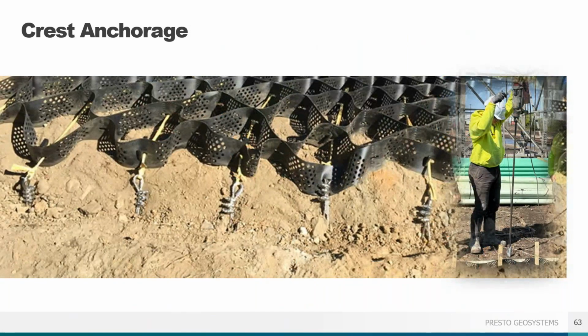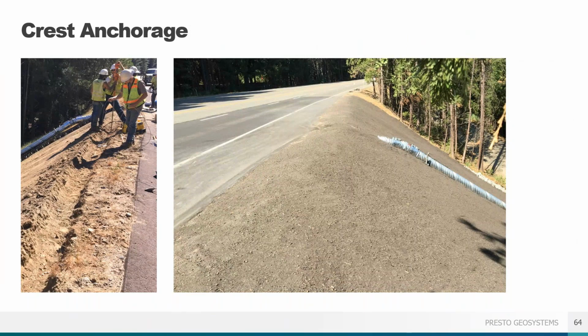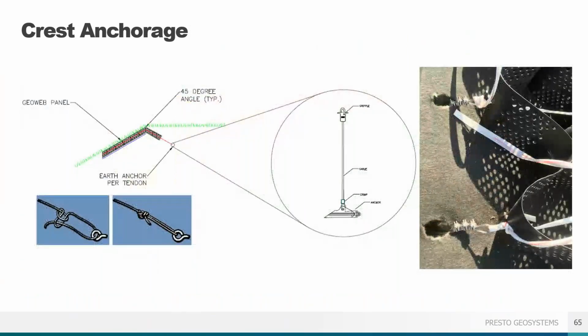Earth anchors at the crest are another option, especially if the site is not conducive to digging an anchor trench, as with this road embankment. From a constructability standpoint, it makes the downturn of the GEOWEB at the crest difficult, so extra care must be taken to prevent undermining of the system from above.